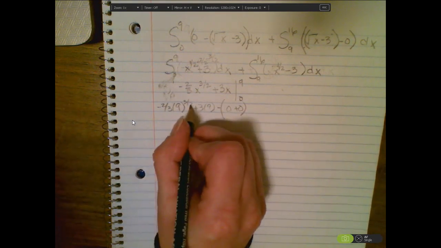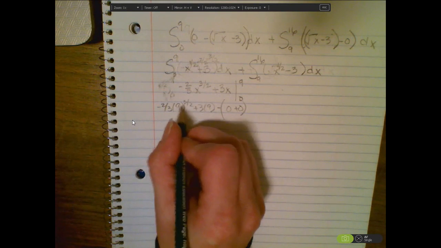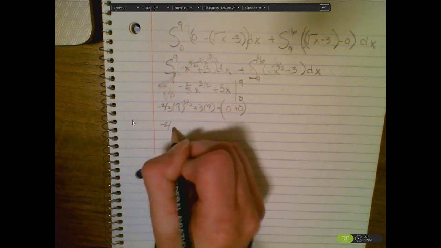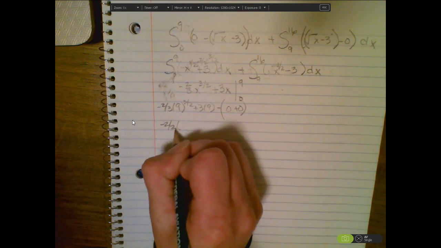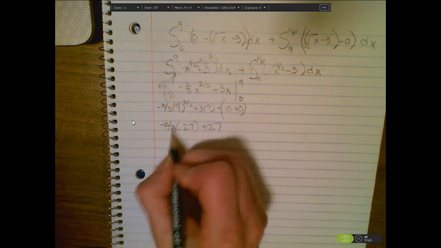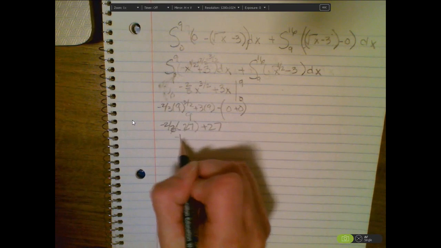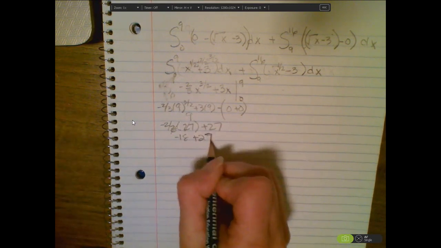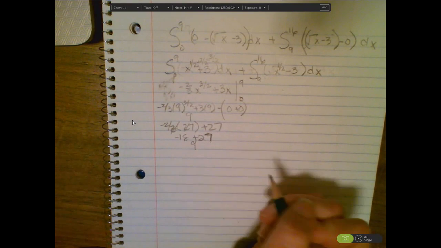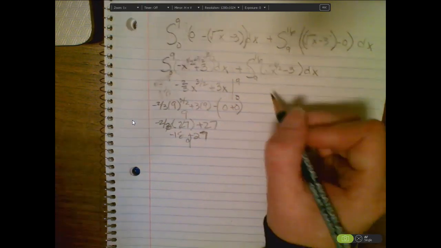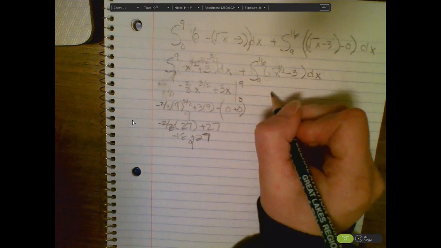Okay, so this, first take the square root of 9 is 3. 3 to the 3rd is 27. So this is negative 2/3 to the 27 plus 27. This becomes 9, so this is negative 18 plus 27. And I can write, so this is 9. Okay, so this is 1/2. Now I need to do the other half. So let's take the antiderivative first.